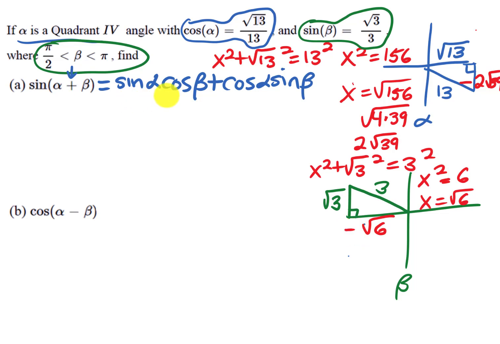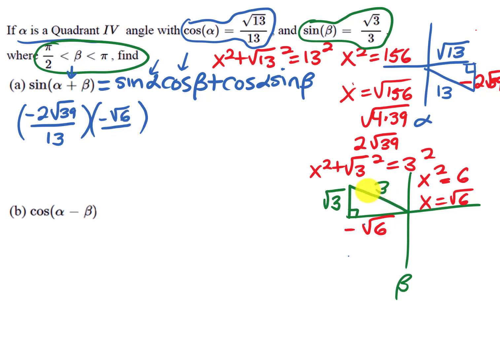Now we are ready to use our formula, pulling out the pieces we need, plugging in here. So we first need sine alpha. Going to the alpha triangle, sine is opposite, negative 2 square roots of 39 over hypotenuse, which is 13. Now we need cosine beta. Going to the beta triangle, we need adjacent, which is negative square root of 6 over hypotenuse, which is 3. Then we've got a plus.